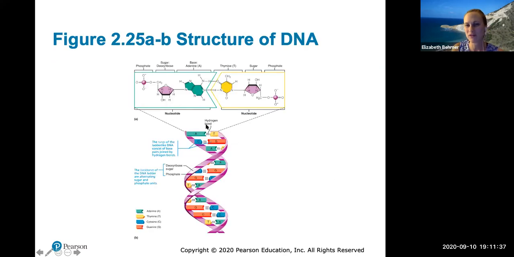This is the structure of DNA. It's this double helical strand. And this shows how the base pairs are bonded together through hydrogen bonds. We'll get more into how DNA is replicated later, but this is just the structure of DNA.